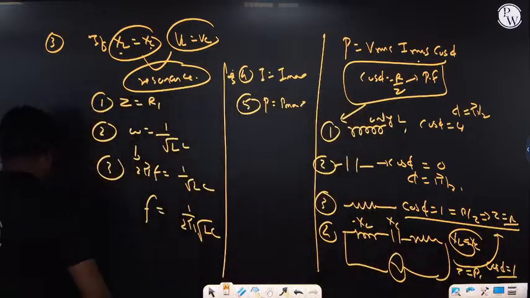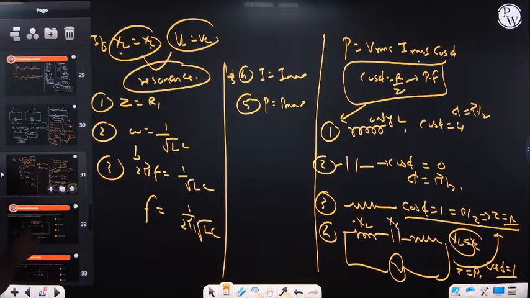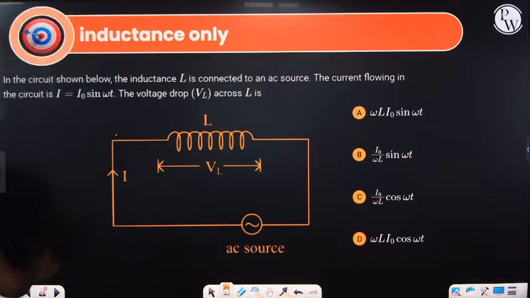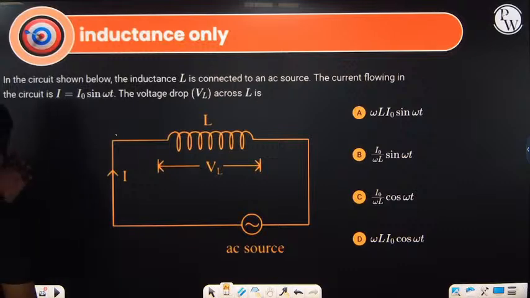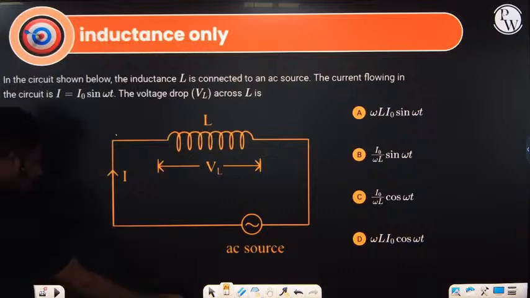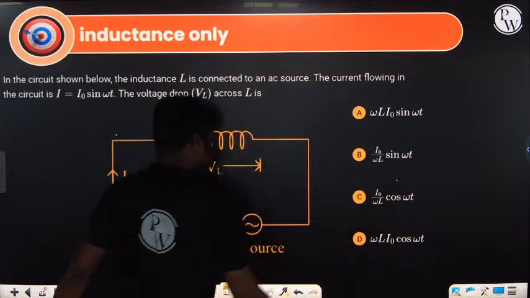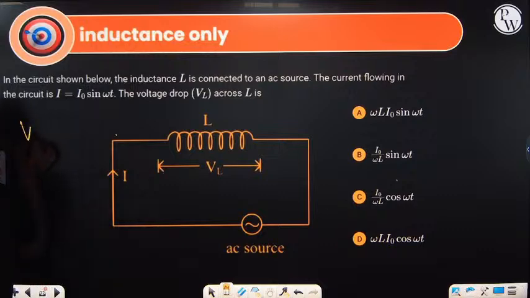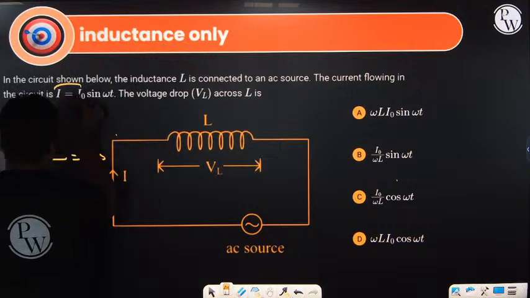So let's see some questions from this circuit. In the given figure below, the inductance L is connected to the AC source. The current flowing in the circuit is given by I equals I naught sin omega t. The voltage drop across L is given by, what is VL? Maximum voltage divided by XL is equal to I naught. So this I naught is the maximum value of the current.